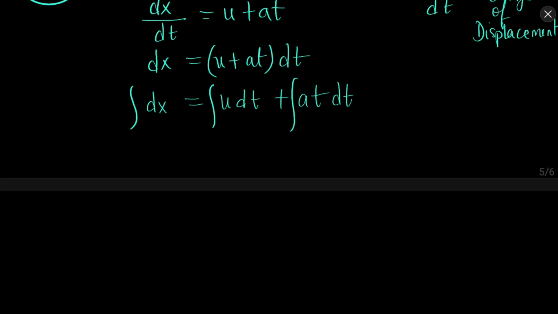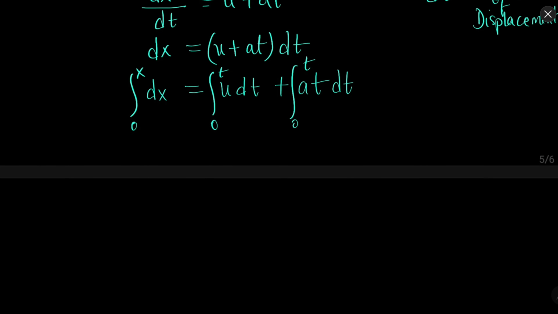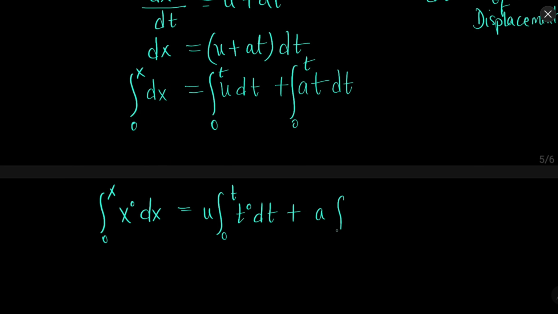So again let's say the displacement is from 0 to x, the position changes from 0 to x, time changes from 0 to t. So what I'll get: x to the power 0 dx, 0 to x equal to 0 to t. u is constant, it will come out. So t to the power 0 dt plus a is constant, comes out, t dt, t to the power 1 dt, because t is here. Okay, its power is 1.